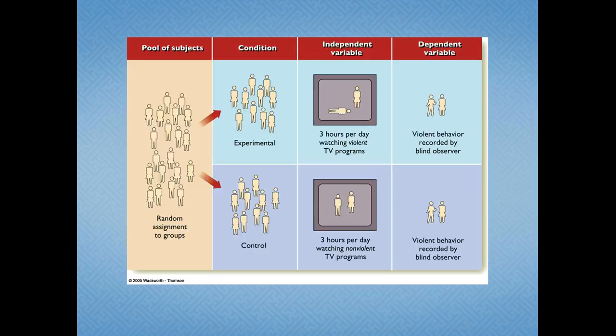Here's a good way to just sum this up. Here we have, let's say, 200 individuals. We randomly assign them through a computer program telling an individual to go to the experimental group or the control group. What's being manipulated by the experimenter is known as the independent variable. In this case, it would be the amount of hours that they watch television, whether it's violent or non-violent television per day. Then what we're measuring is basically the dependent variable. It's the effect. So think of the independent variable as the cause and the dependent variable as the effect.